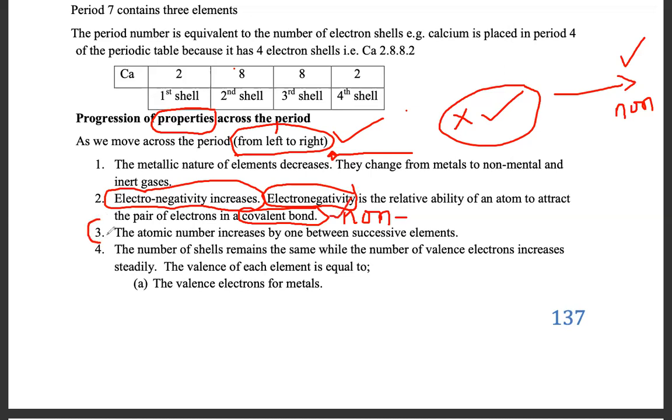Point number 3 says the atomic number increases. Now you see, when you are counting, even here, we are counting moving from left to the right, and our numbers are increasing. As we place elements, we start placing from the left going to the right. And because elements are arranged according to the increase in atomic number, we expect the atomic number to be increasing successively.